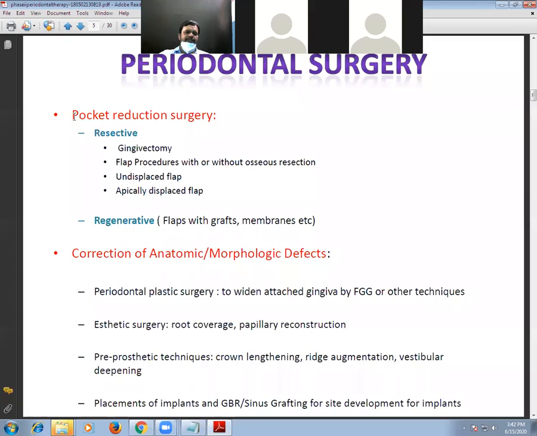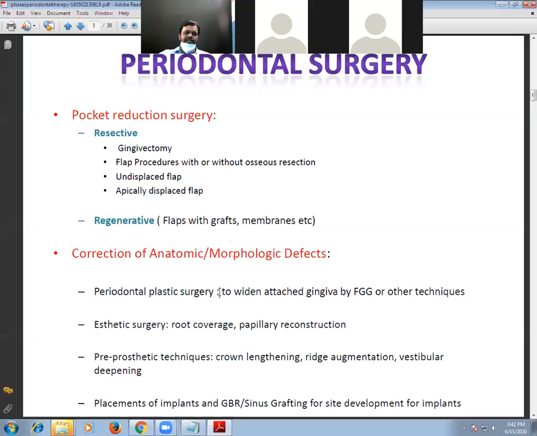So these therapies usually are pocket reduction therapy. Now coming to second, periodontal surgery is correction of anatomic or morphologic defects. So anatomic or morphologic defects are usually caused in periodontal disease. The first surgery we use is periodontal plastic surgery.